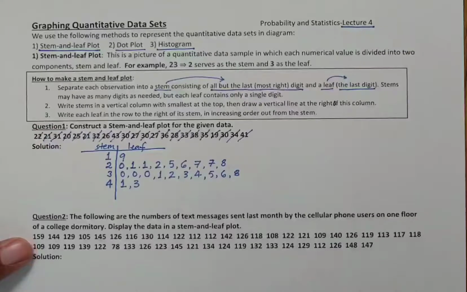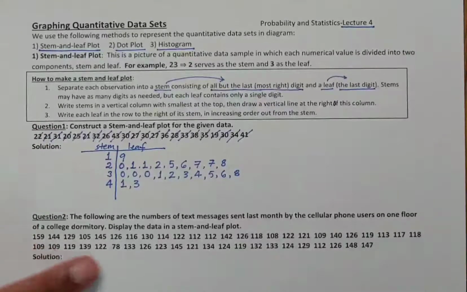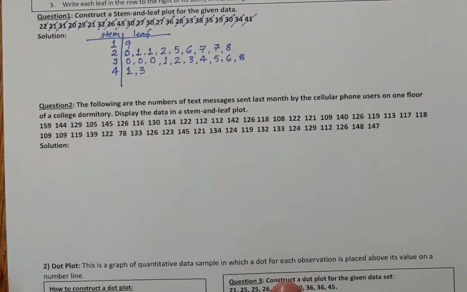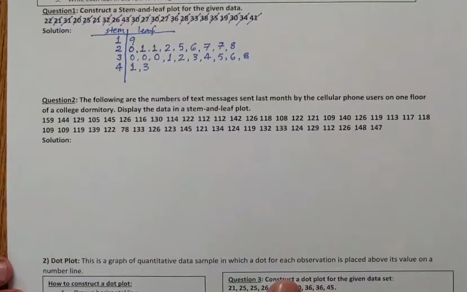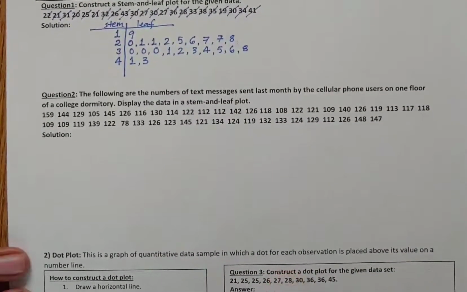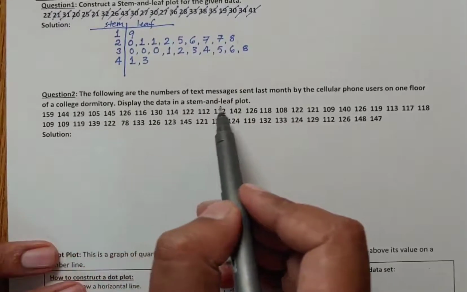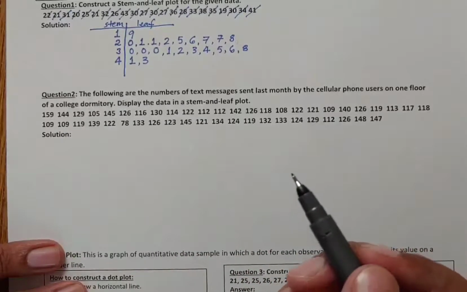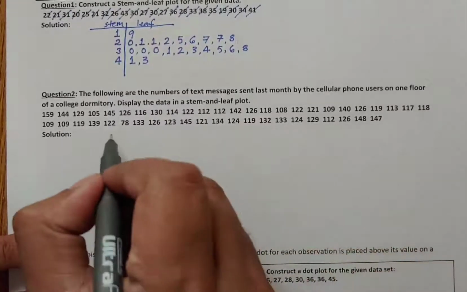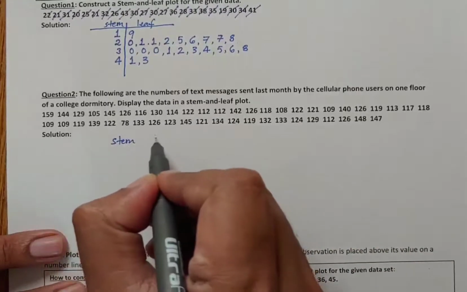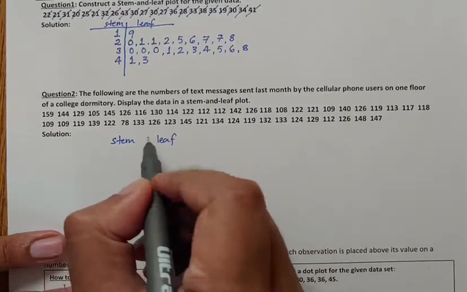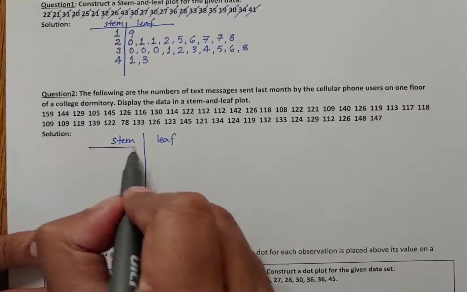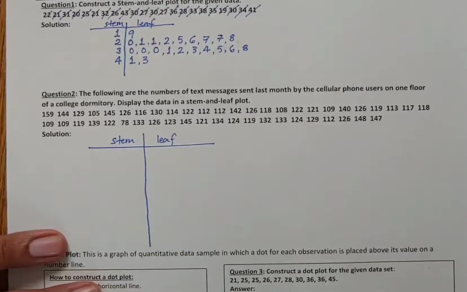Now question 2 is a similar question, but we have bigger data. So let's do question 2 for stem and leaf plot. Okay, so we display the data in a stem and leaf plot. Let's start with the smallest number. So we can write stem and leaf, and you can draw a line. You can separate them like this, stem and leaf.